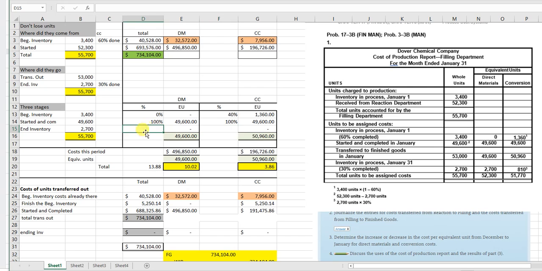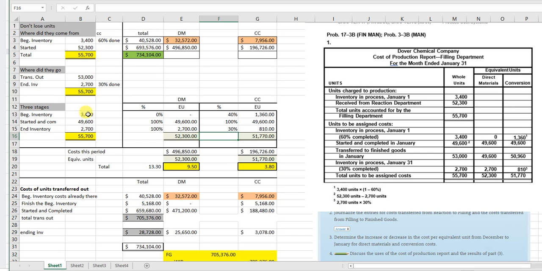And then ending inventory, I asked myself, how many of them came in this period, or how many of them, in most cases, did I add materials to? And I always add materials at the beginning of the process. Not always, but in this problem I do. And in fact, in this book, you always add materials at the beginning. So that's 100%, and they're 30% done. So I did that work this period. Please don't get these flipped. If I walked in the room and it was 60% done, I did 40% of the work.